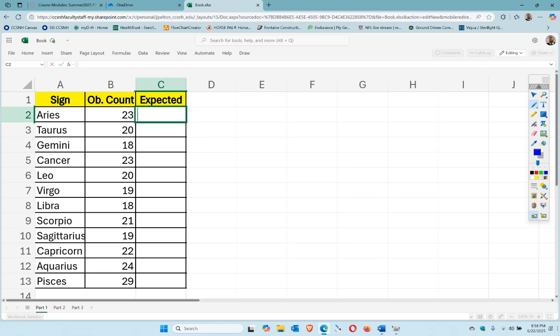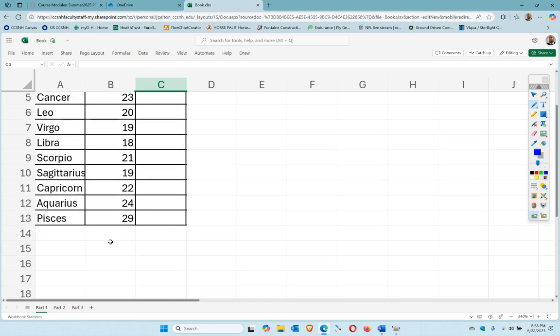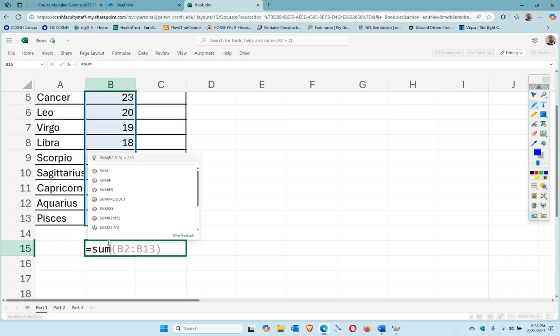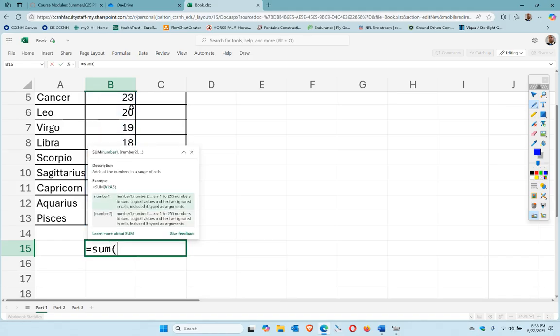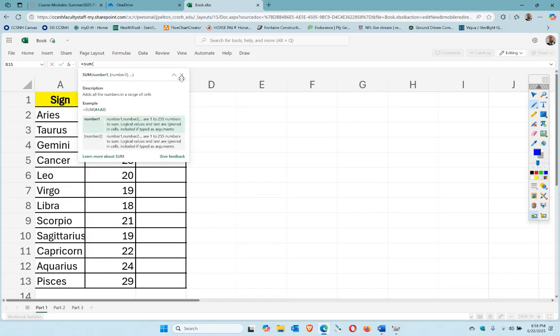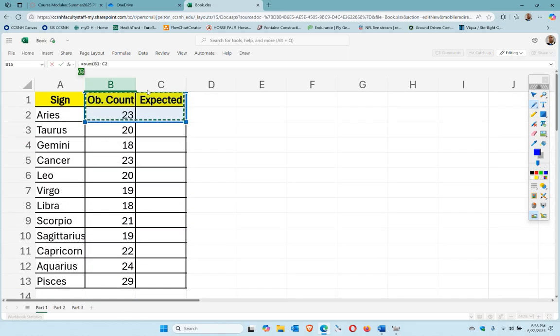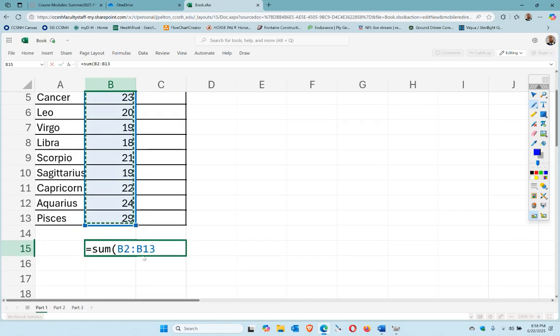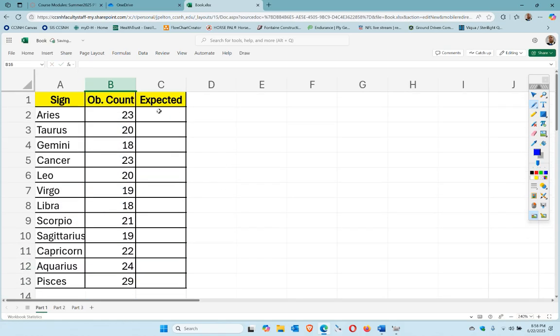So we need the total number. That's what we need first. So what I'm going to do is the sum first. It equals the sum of these. So the sum is 256. Okay. So there are 256 samples.